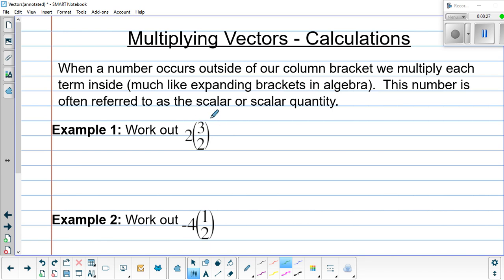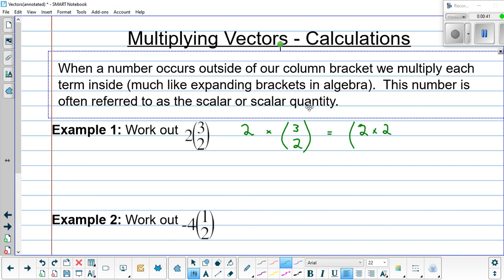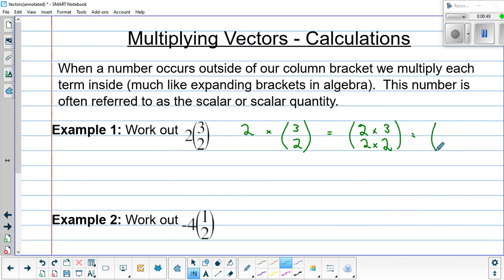So here, this is really 2 times (3, 2), just if you can't see that. We can bring that 2 inside to each term, not just the top: it's 2 times 3 on top and 2 times 2 on the bottom. You don't have to show the calculation if you can just do it in your head. And you get 6 and 4.